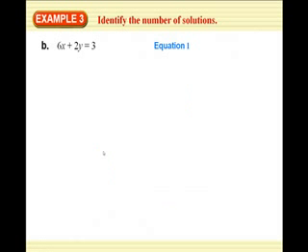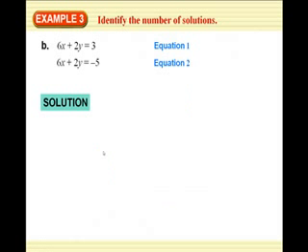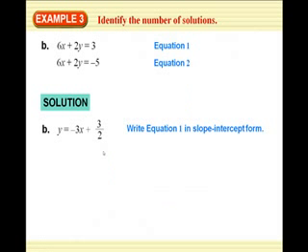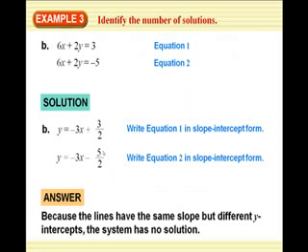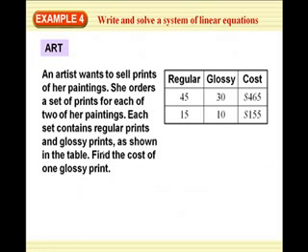It might be better to just solve for y on these. So we solve for y, slope-intercept form, and then we look at them. Same slopes, that means they're parallel. So this one has no solution.